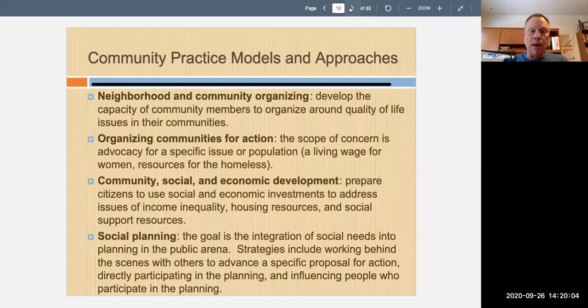Social planning, the goal here is the integration of social needs into planning in the public arena. Strategies include working behind the scenes with others to advance a specific proposal for action, directly participating in the planning, and influencing people who participate in the planning.